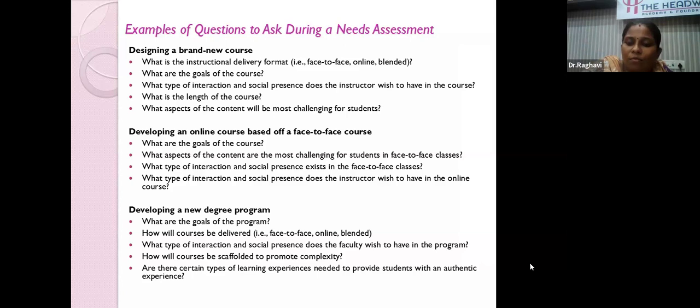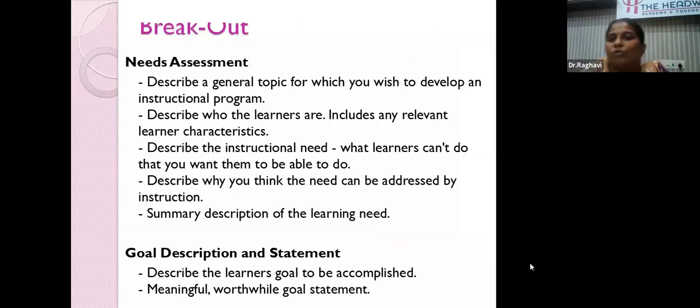With this, I am going to break you out. There are 62 participants, and the time is 1:07 already. I'll break you out into 2 rooms, so there are 2 teams here. You're going to do one simple activity of doing a needs assessment. If you want, you can click a photo of this particular page. This is what you're going to do.